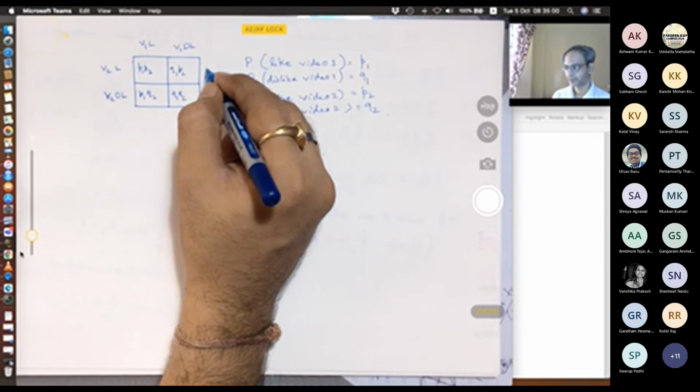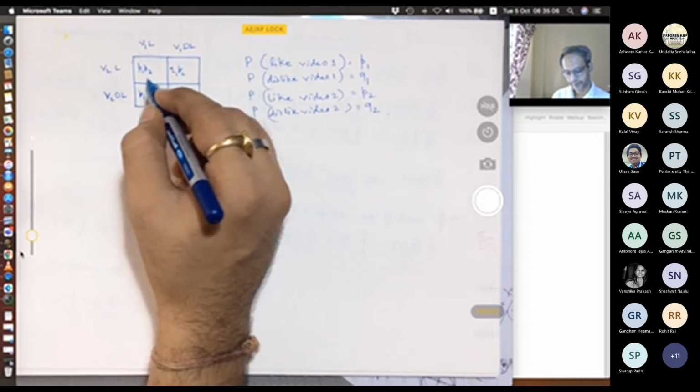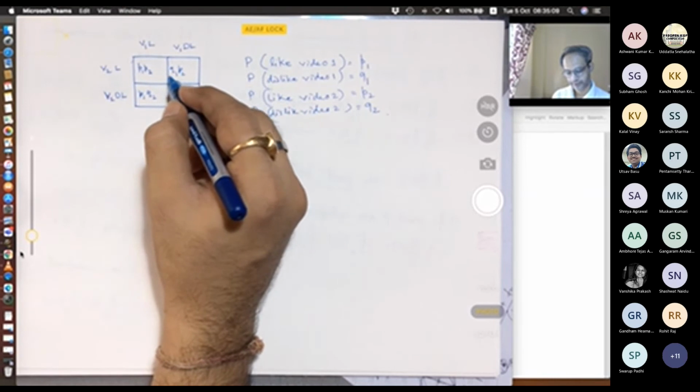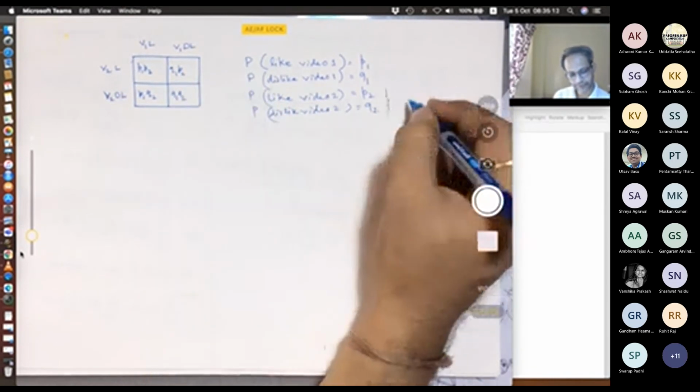P1 plus Q1, P2. Yeah. P1, P2 plus Q1, P2. Yeah. So what will be the total sum? What will be the relation between these two?